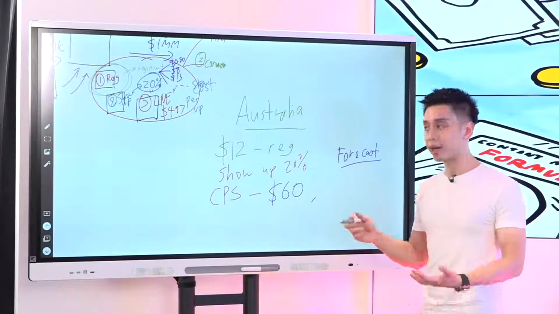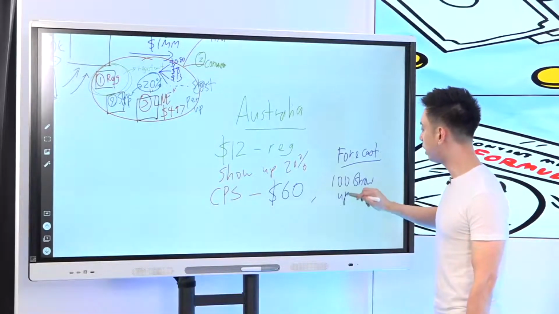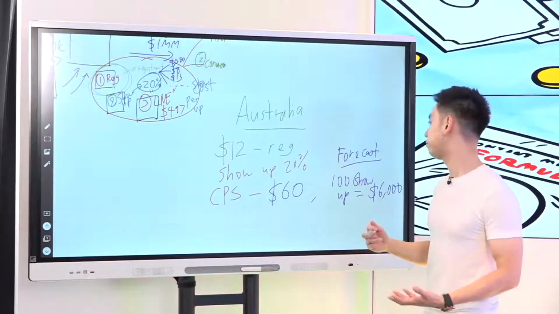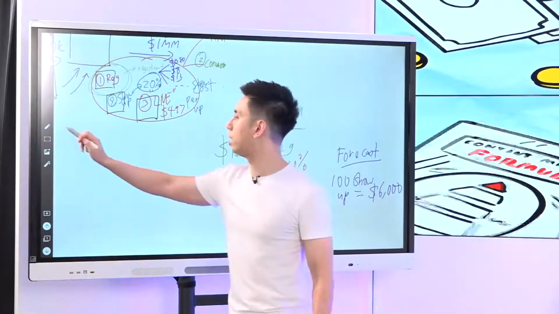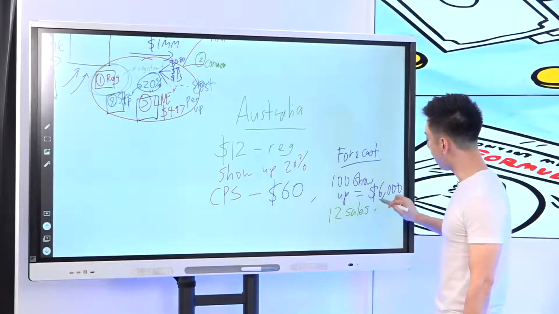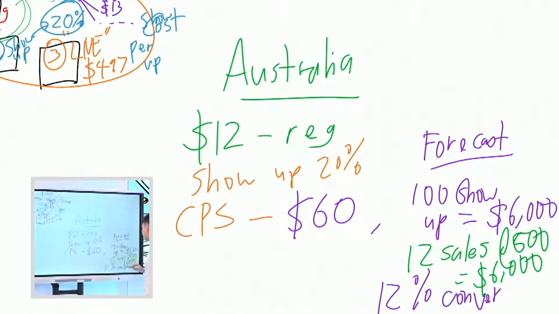So if I had to do a forecast based on these numbers, if I wanted 100 people to show up, how much would that cost me? $6,000. Now, because I'm selling this offer at $500, in other words, I will need to have 12 sales, because 12 sales at 500 is 6,000. I need to have a 12% conversion at $497 to break even.